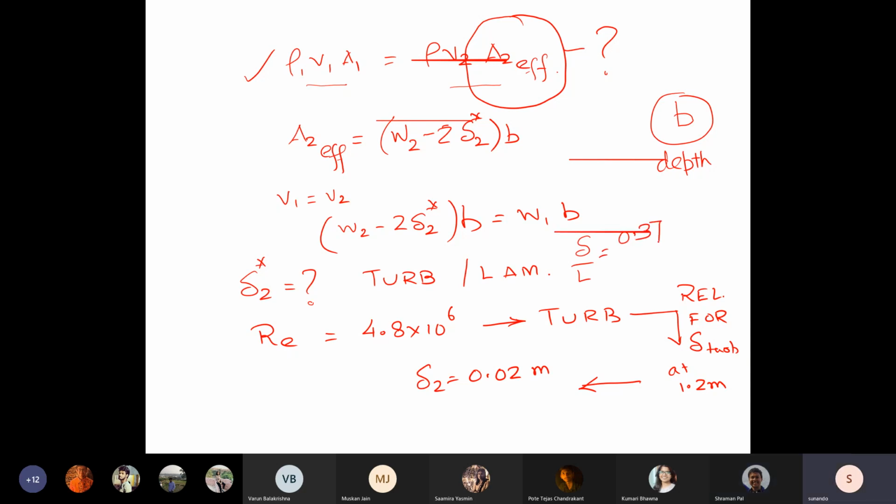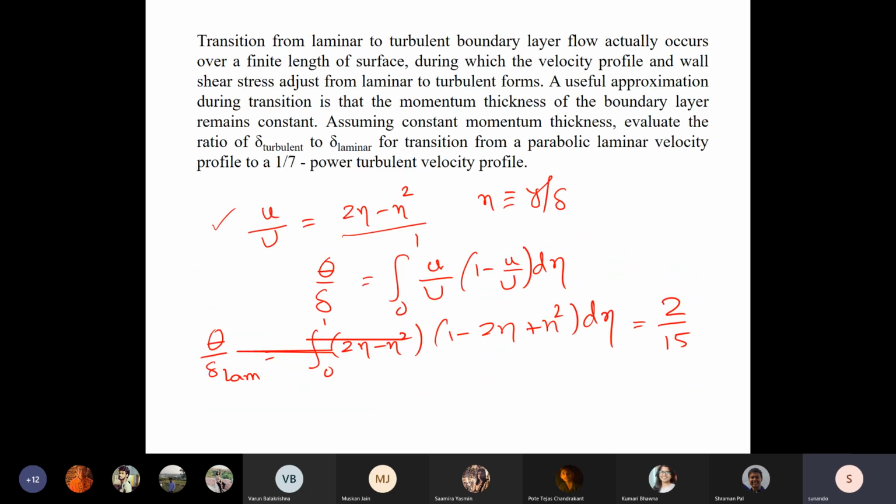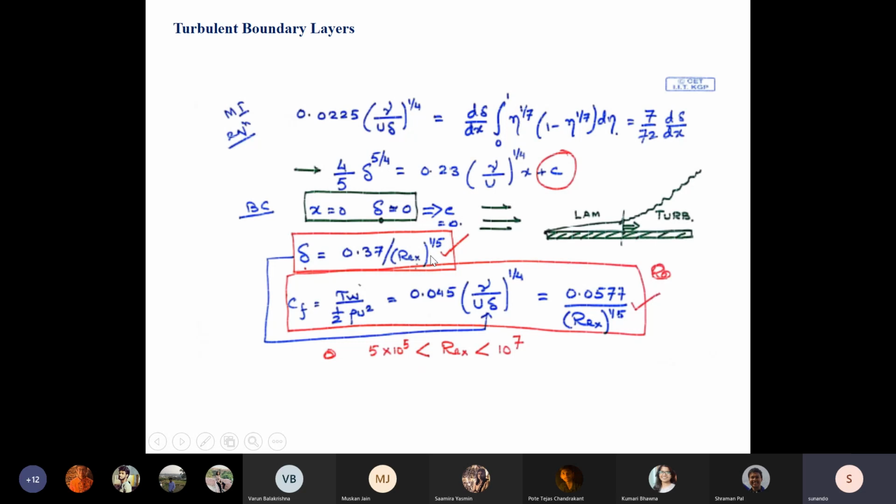Okay. I will address this problem in the second part of today's class. So what I would say here is that I have used this formula, and this formula assumes that we have turbulent flow from the very beginning. Let me go back to the slide where it says this is the formula that I have used.